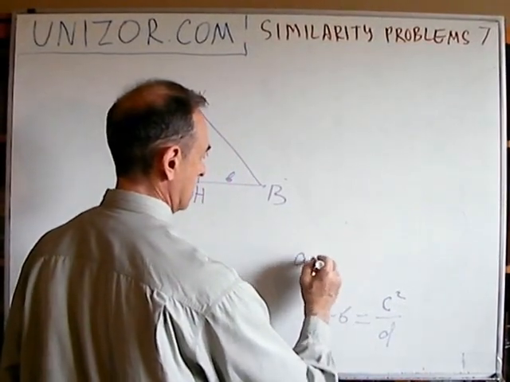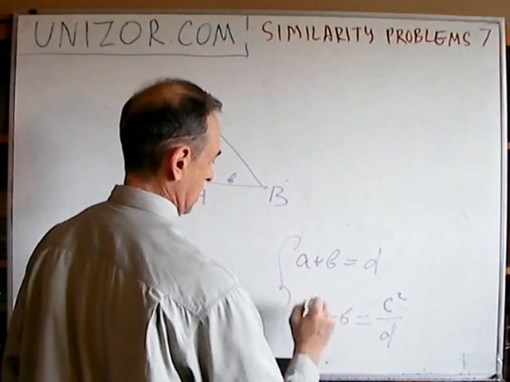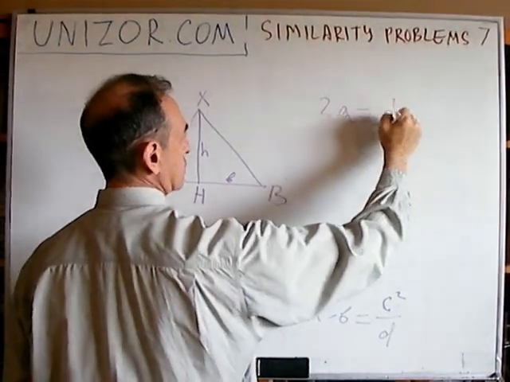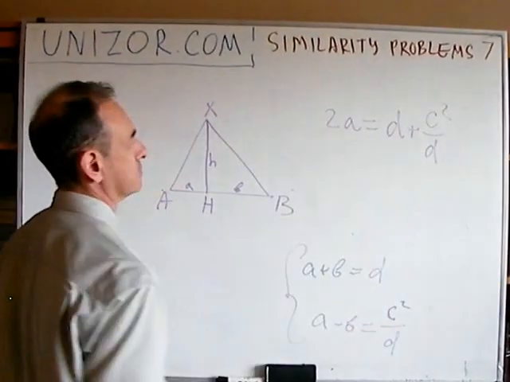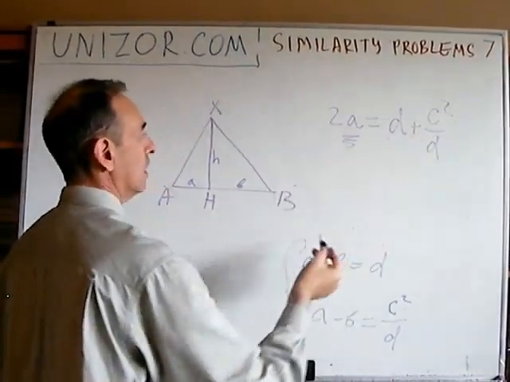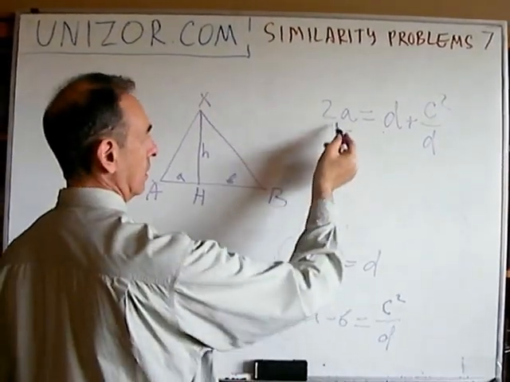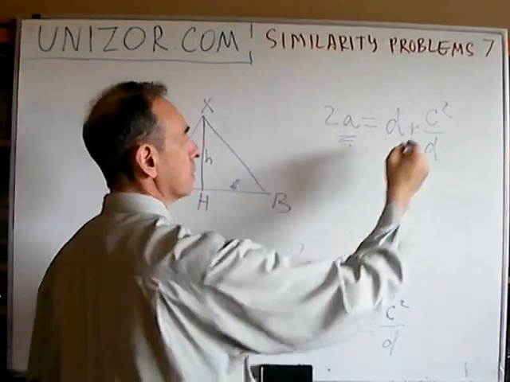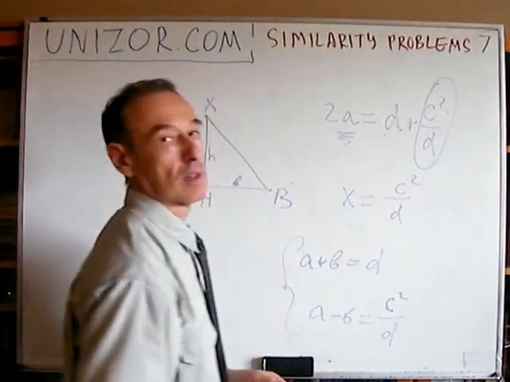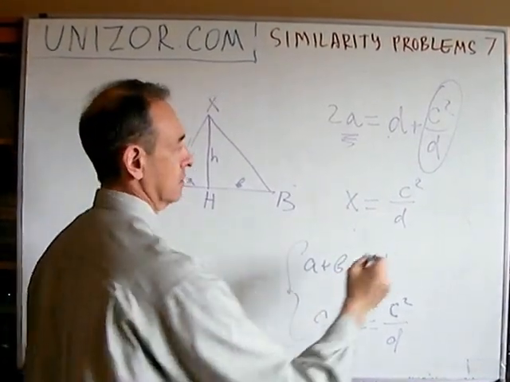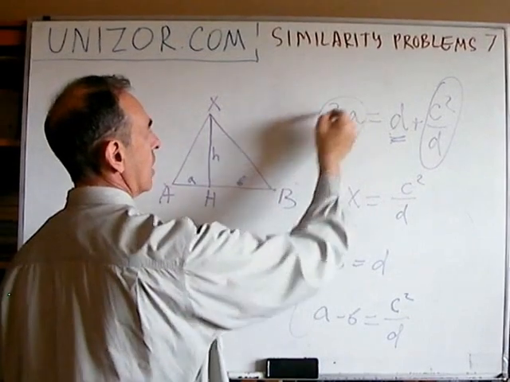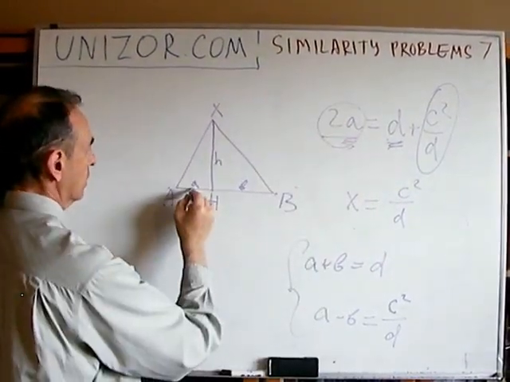We have two equations with two variables. Add them up together and you will have 2a is equal to d plus c squared over d. So that's where you can find a. Knowing d and c, you obviously can find a using this equation. Now you remember how to build c squared over d, x is equal to c squared over d, because this is the mean proportional, and d is just a given thing. Then you just add them together and you get double a, divide it by half, and you will have it here.